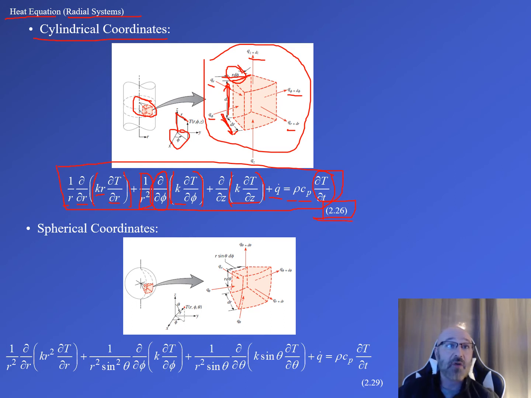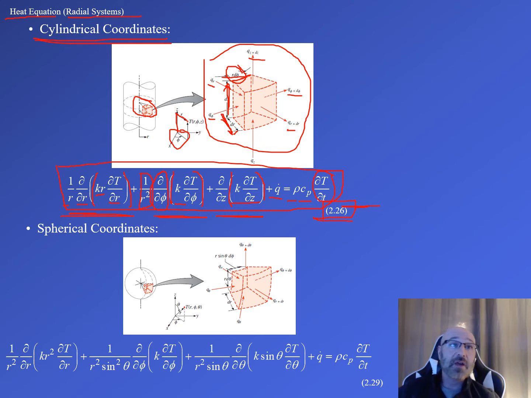So again, we break this down. There are your r components, there are your phi components, and there are your z components, relating to our cylindrical coordinate system from our general governing equation, equation 2.26, for our heat equation for cylindrical coordinates.